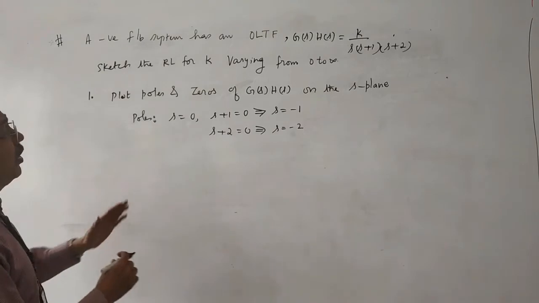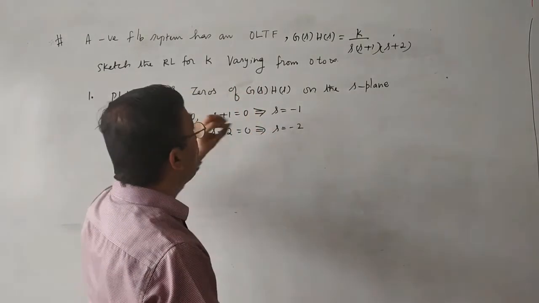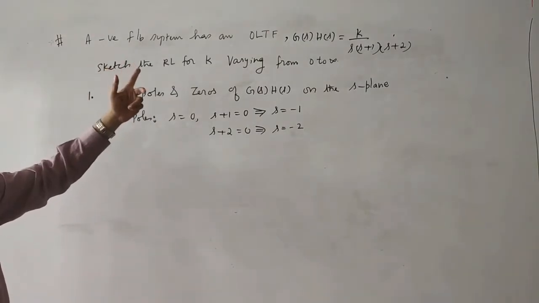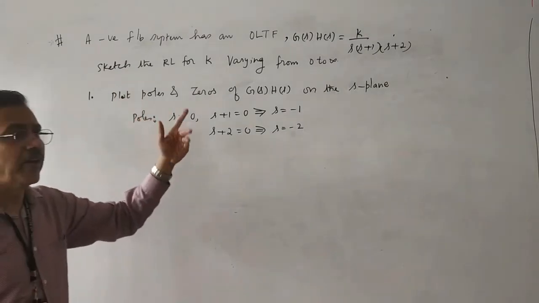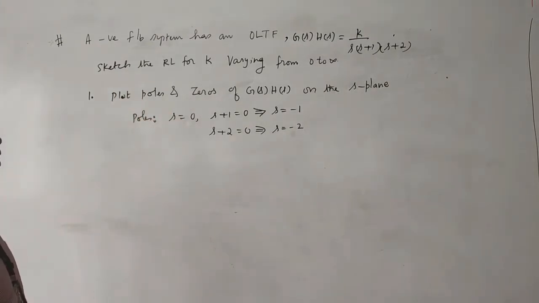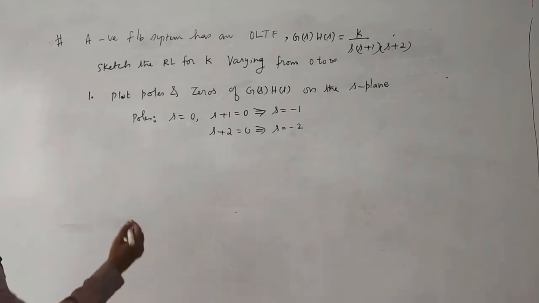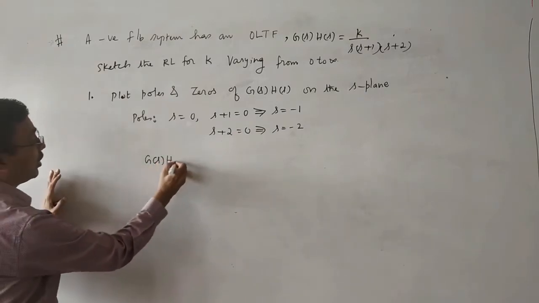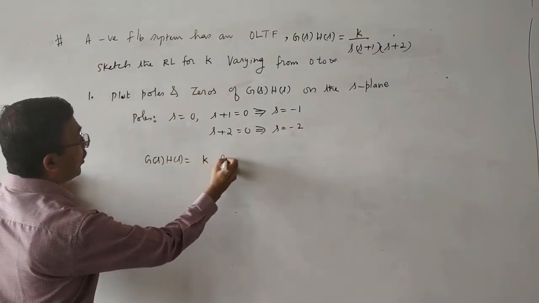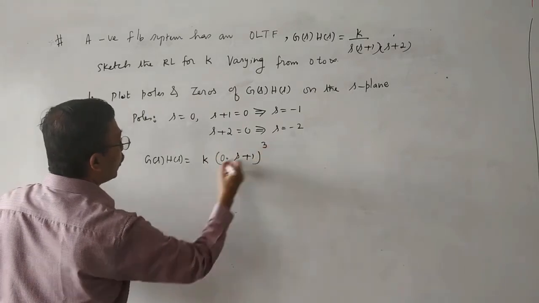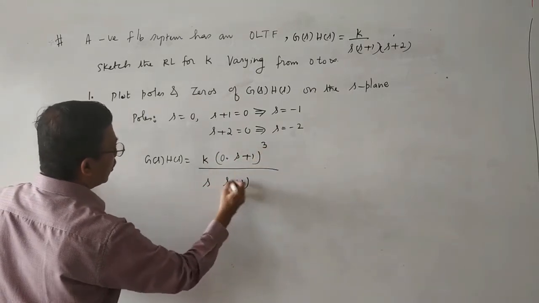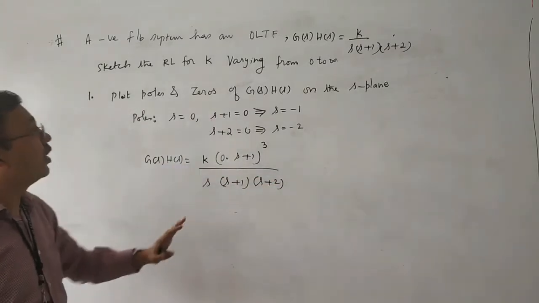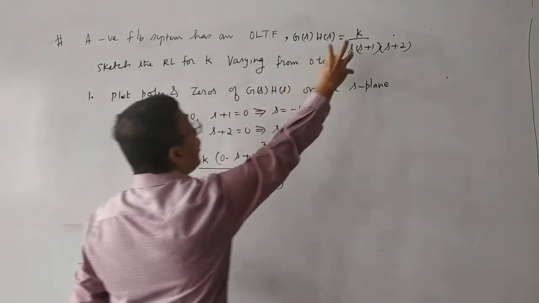How many zeros are there? There are no finite zeros. Number of poles must be equal to number of zeros. Therefore, there are three zeros at infinity, and they will be called infinite zeros. How do you say that there are three zeros at infinity? I will make a simple note, please don't write this in the examination. G of s, h of s, I write it as k into 0 into s plus 1 whole cube divided by s into s plus 1 into s plus 2. 0 into s is 0, 1 cube is 1. Therefore, this equation is same as this equation.